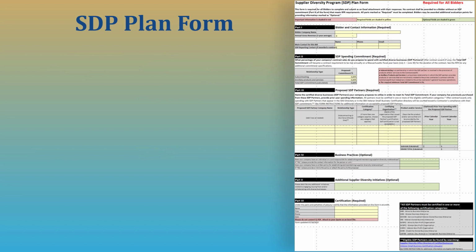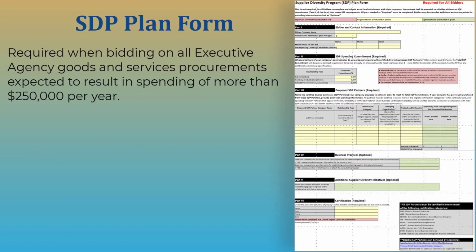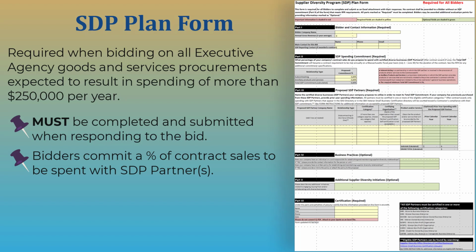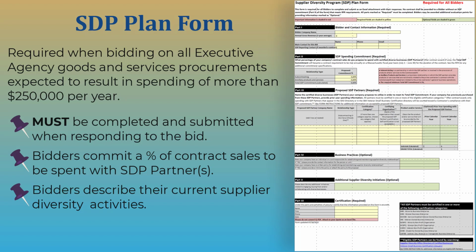The SDP plan form is required when bidding on executive agency goods and service procurements expected to result in more than $250,000 per year. At the time of responding to the bid, you must complete and submit the SDP plan form. On this form, you will identify and commit a percentage of your company's sales from this contract that will be spent with certified diverse partners. This form is also the document where you can describe any practices of including supplier diversity into your business operations.